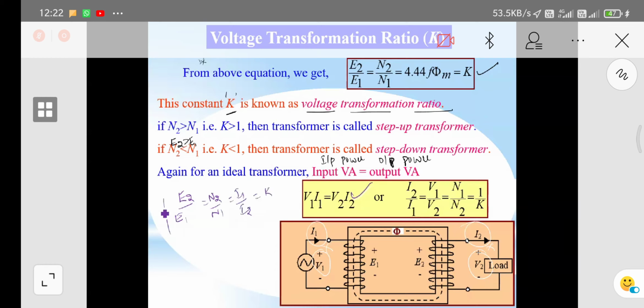This is the most important relation for probability pointers. Please all of you note this one, E2 by E1. Just wait, I am going to erase it.